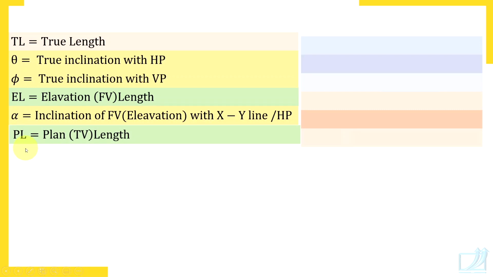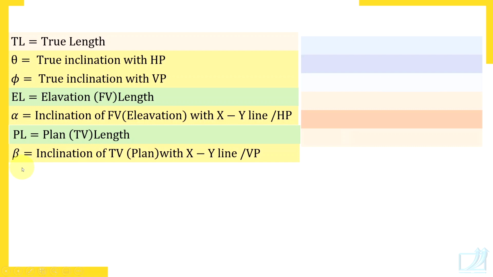PL, that is plan length. Plan is alternative term for top view. So plan length or PL means top view length. Beta is angle made by top view with XY line. Inclination of top view with XY line or with VP, that is one and the same. And DBEP, that is distance between end projectors, that is projector of end A and projector of end B, distance between these two vertical lines. You will understand it in detail when we'll solve problems.